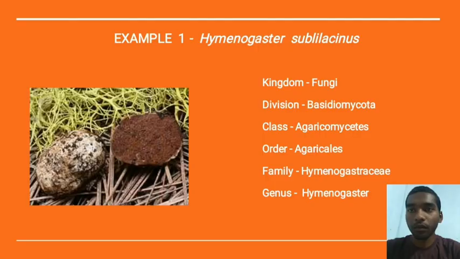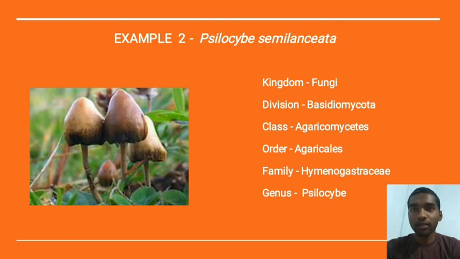The first example is Hymenogaster sublilacinus. It is hypogynous and lacks a well-defined columella. The rusty brown structures are the spores. The second example is Psilocybe semilanceata. It is also commonly known as the liberty cap. It is an evenly distributed species, and the cap is conical. The hymenium is adnate and has gills. It is saprotrophic. Sometimes it is also used for medicinal purposes for depressive disorders.